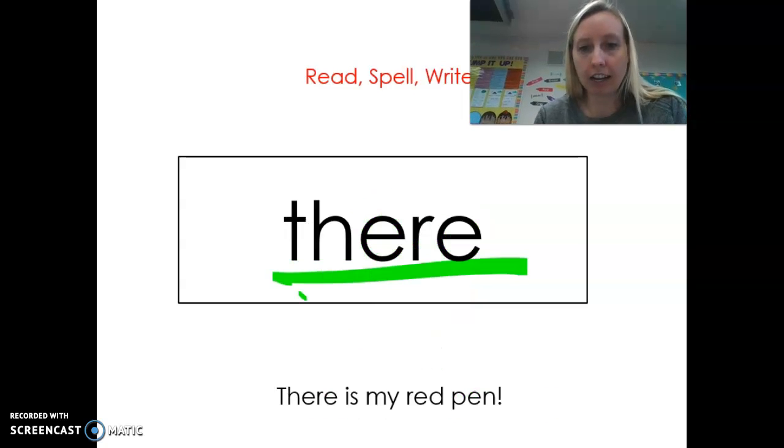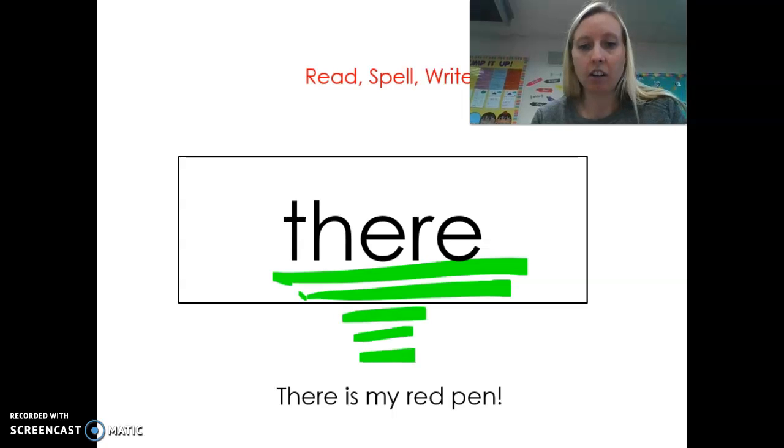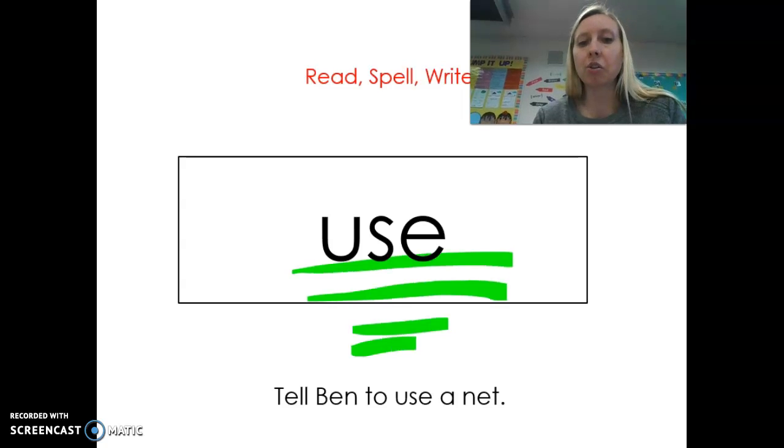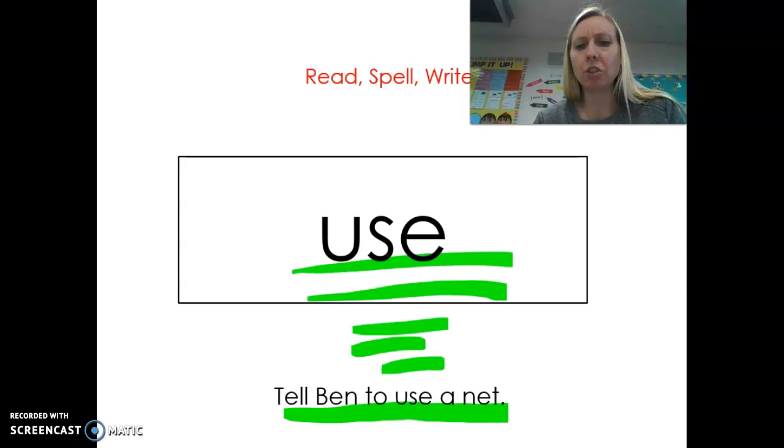Okay, next, there, there, there, there, there. There is my red pen. They're excited. And last of all, use, use, use, use, use. Tell Ben to use a net.